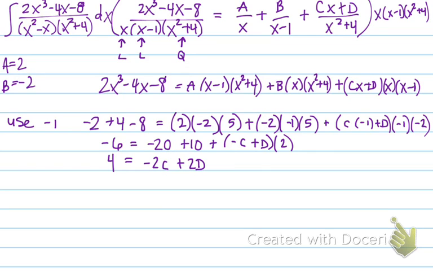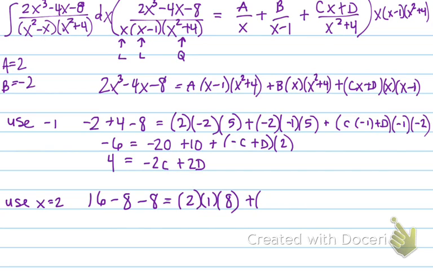So I need one more equation besides this one so that I can use it as a system of equations. So the other number I'm going to try and plug in is, how about x equals 2? So if I plug in 2, I get 2 times 2 cubed. Well, 2 cubed is 8, times 2 is 16, minus 2 times 4 is minus 8, equals, a is 2, x minus 1, so 2 minus 1 is 1, 2 squared plus 4, that would be 4 plus 4, that's 8, plus b, which is negative 2, times x, which is 2, times x squared plus 4, so 2 squared plus 4 is 8.